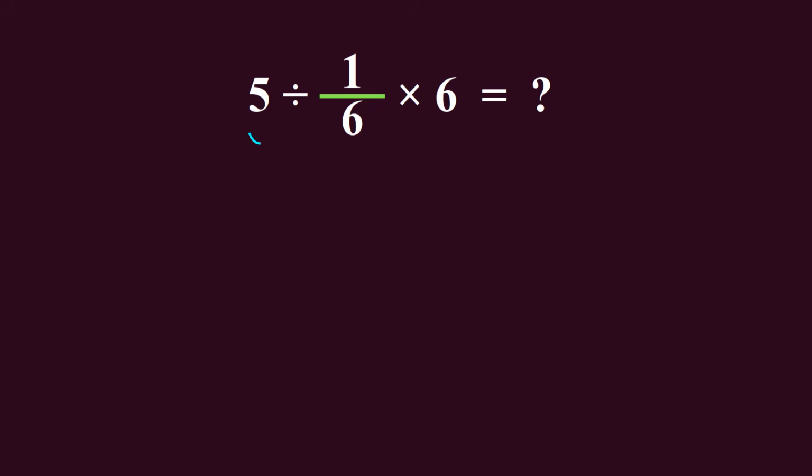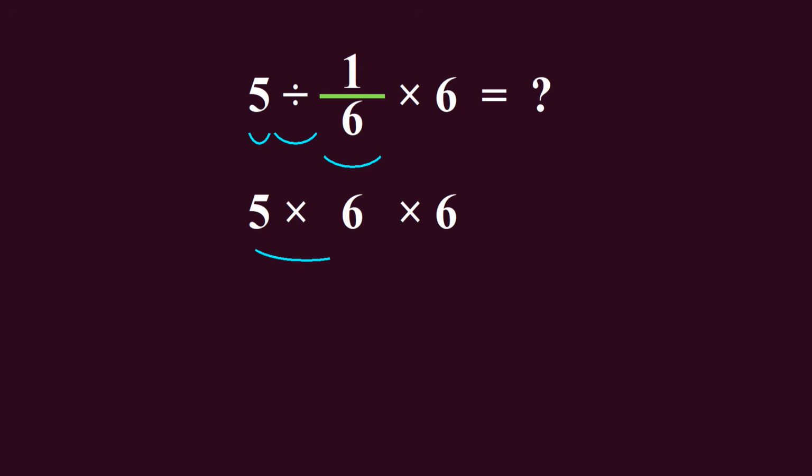5 divided by 1 over 6. To do this division, write down the 5, change the division to multiplication, and flip this fraction to 6 over 1, which gives 6. And here again we have times 6.